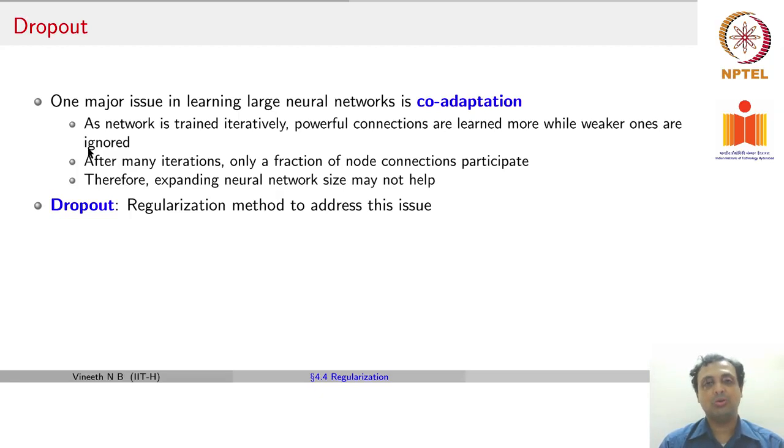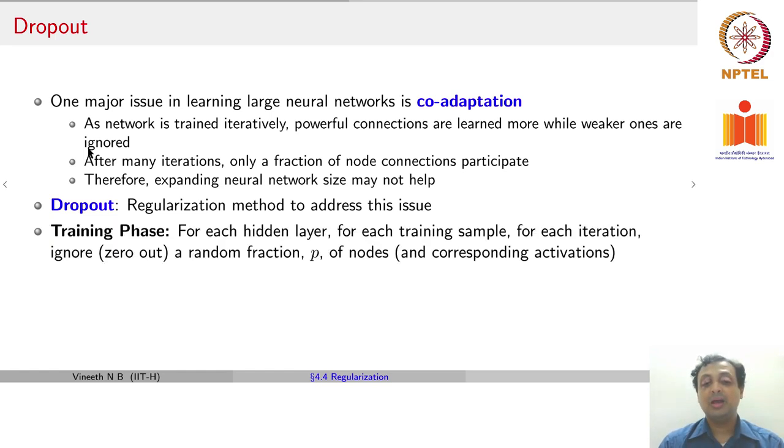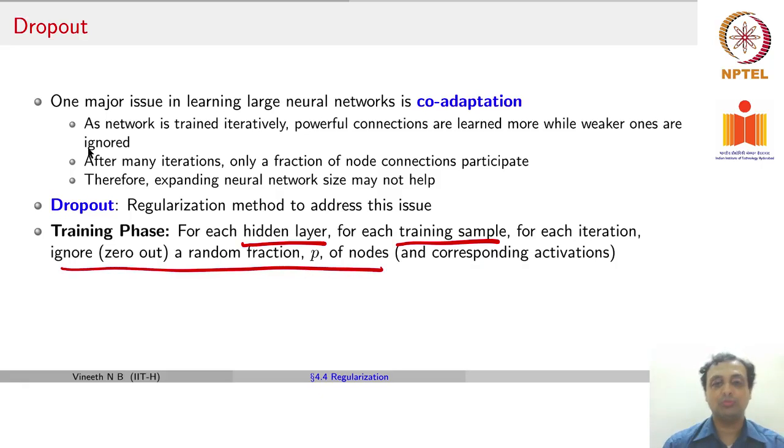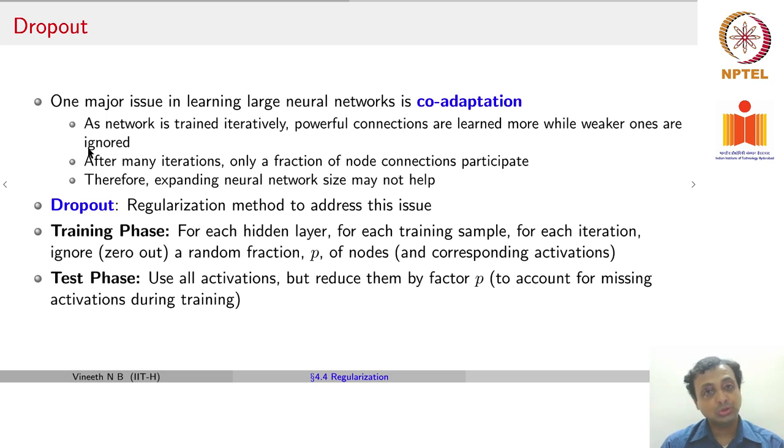We try to use a method called dropout, which is a regularization method. What does dropout do? In the training phase, for each hidden layer, for each training sample, you ignore a random fraction of the nodes. And in the test phase, you use all the activations but reduce them by a factor of p. P was the probability with which you pick nodes, and in the test phase, you multiply all the activations by p. P could be 0.5 for that matter.